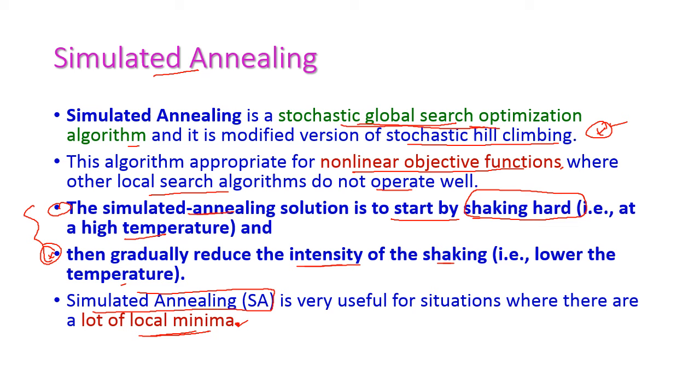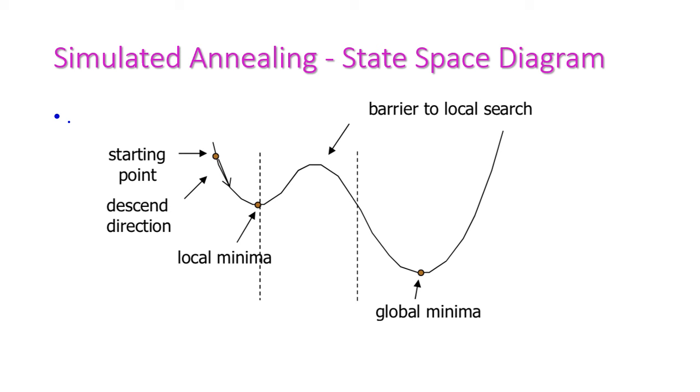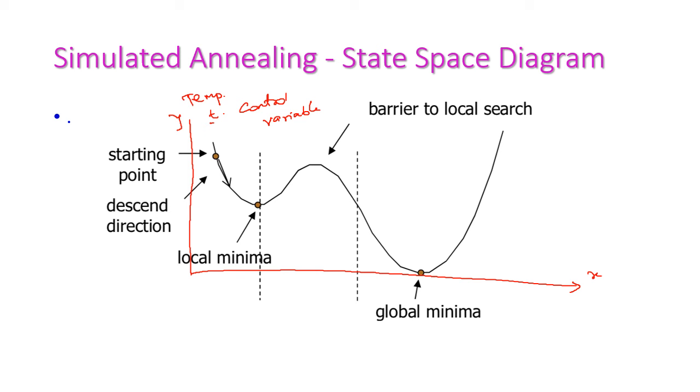This is a simple state space diagram of simulated annealing. Okay, for example, this is x axis, this is y axis. Y represents the temperature T. T is a control variable here. Okay, and in the simulated annealing, this is the starting point and this is the descent direction. This descent direction always points to the global minimum value. This is our goal. This is our goal point.